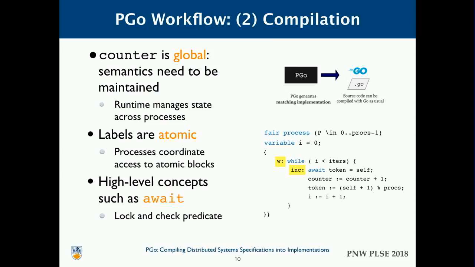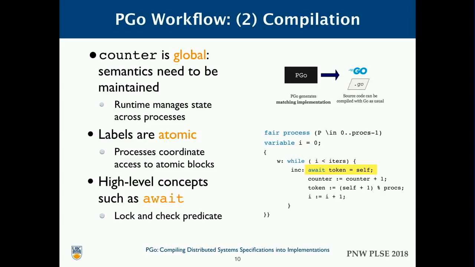The next issue is that labels, which are the ones highlighted there, are atomic, meaning that once you start executing the code within a label, that is an atomic step, a step of your algorithm. So a matching implementation makes sure that that step is also atomic. And you have very high-level constructs such as await, which just gets a predicate and only executes the rest of your block once the predicate is true. So you also translate that kind of check into an implementation that actually checks that predicate and only continues when the predicate is true.